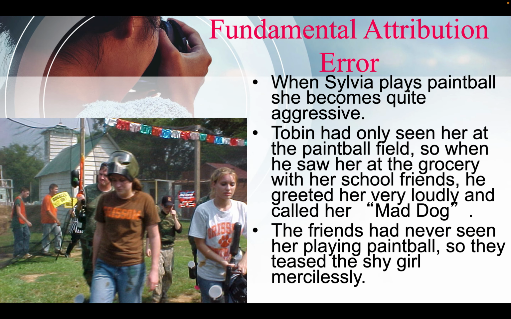When Sylvia plays paintball, she becomes quite aggressive. Tobin had only seen her at the paintball field, so when he saw her at the grocery with her school friends, he greeted her very loudly and called her Mad Dog. The friends had never seen her playing paintball, so they teased the shy girl mercilessly.